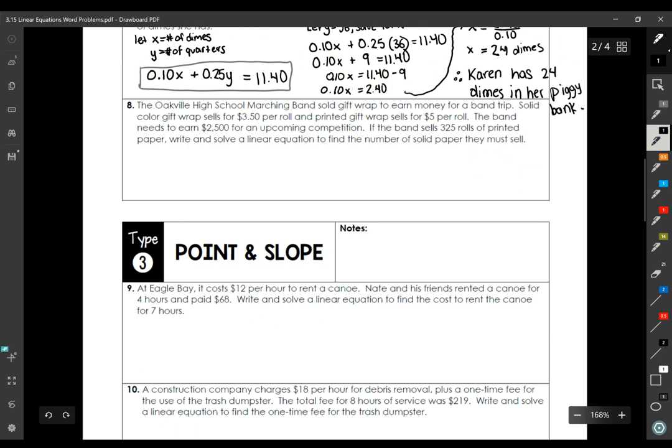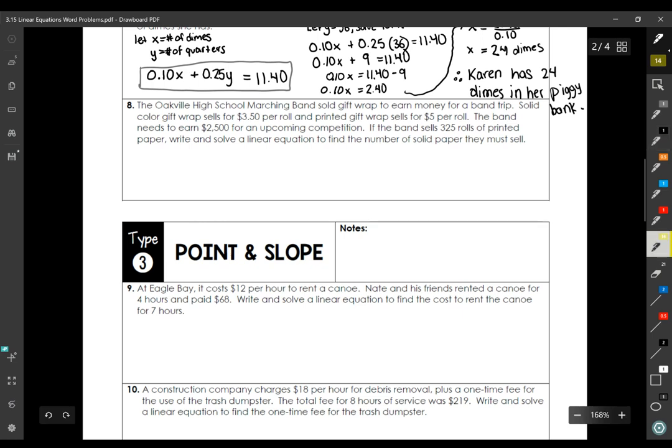Okay, so the Oakville High School Marching Band sold gift wrap to earn money for a band trip. Solid colored gift wrap sells for $3.50 per roll. And printed gift wrap sells for $5 per roll. The band needs to earn $2,500 for an upcoming competition. If the band sells 325 rolls of the printed paper, write and solve a linear equation to find the number of solid paper they must sell.